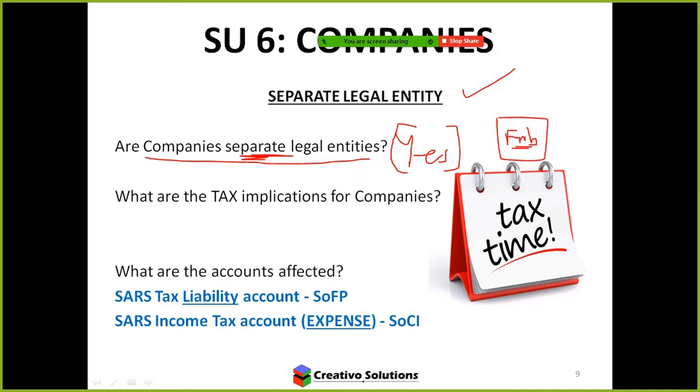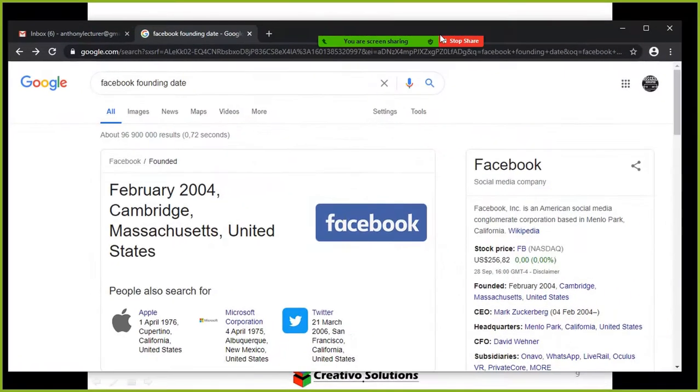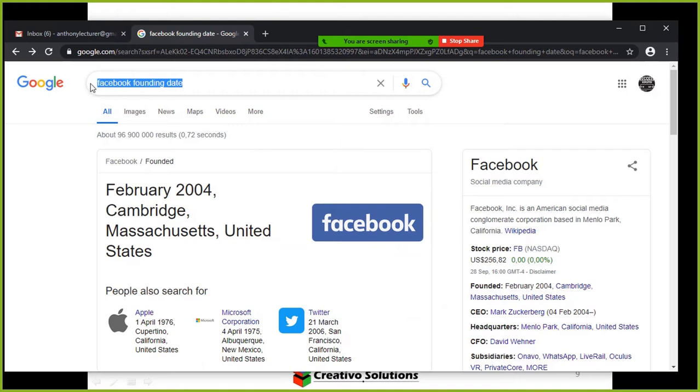How old is FNB? Do you know? No idea. Let's search for it quickly. I'm thinking maybe about 100 years old, maybe a bit older. I think First Rand is probably the older one. First Rand is obviously the holding company, but FNB is a separate company because it's a bank now, not all the other insurance and stuff like that.